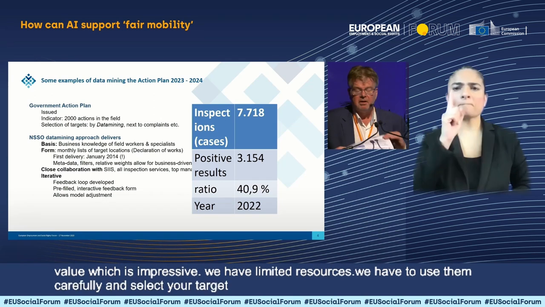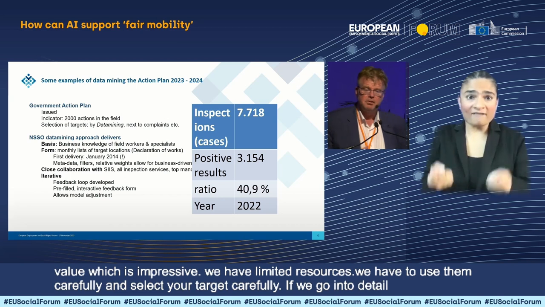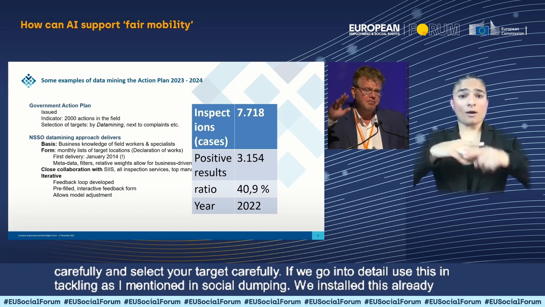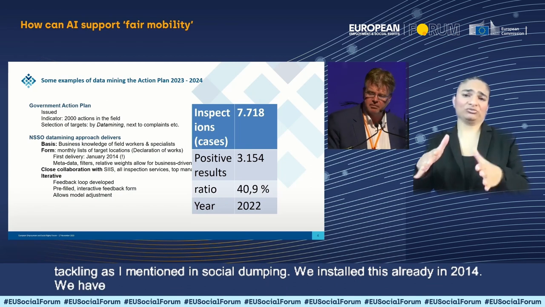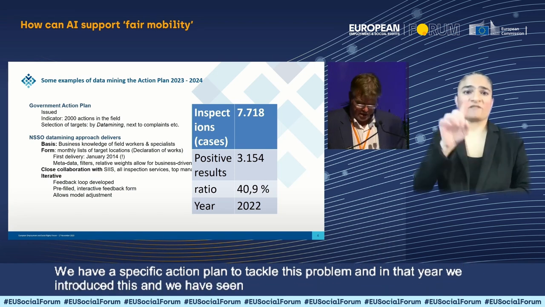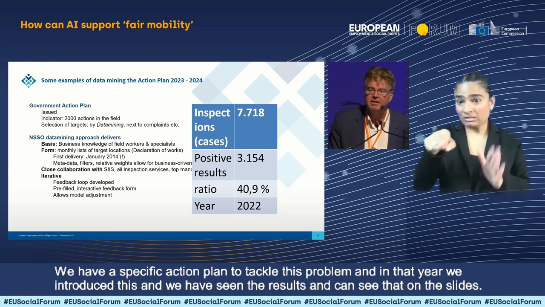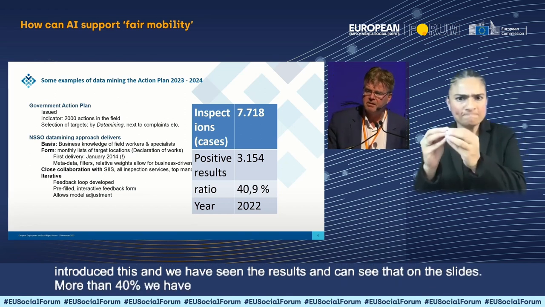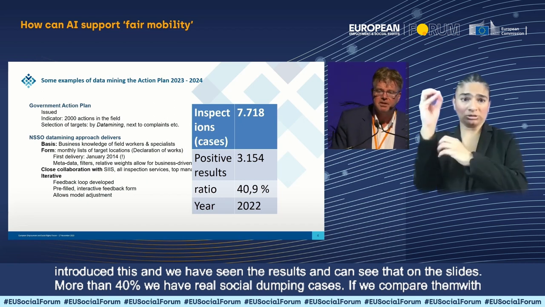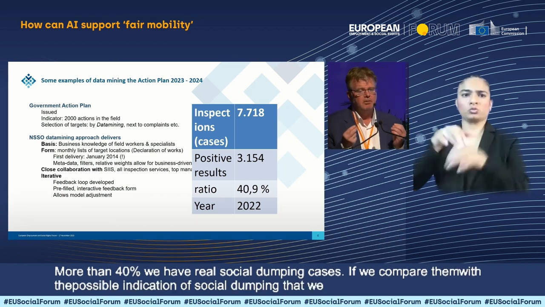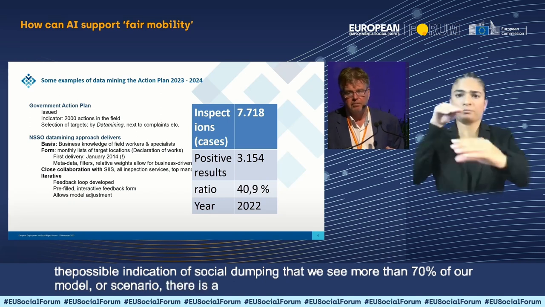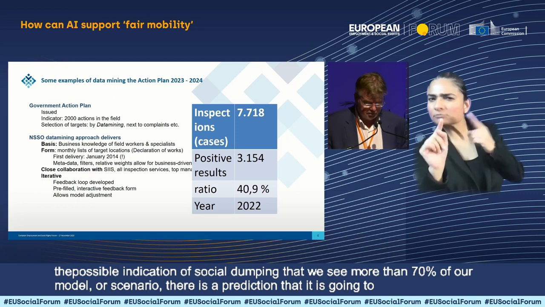If we go a little bit more into detail, we use this in tackling, as I mentioned, social dumping. We installed this already in 2014. We have a specific action plan on tackling social fraud on undeclared work. In 2014, we introduced this, and we have seen the results, which you can see on the slides. In more than 40%, we have a hit rate on real social dumping cases. If we compare with the possible indication of social dumping, we see that in more than 70% of our model, our scenarios, there's a prediction that there's going to be social fraud or social dumping on construction sites. So this is quite a lot.